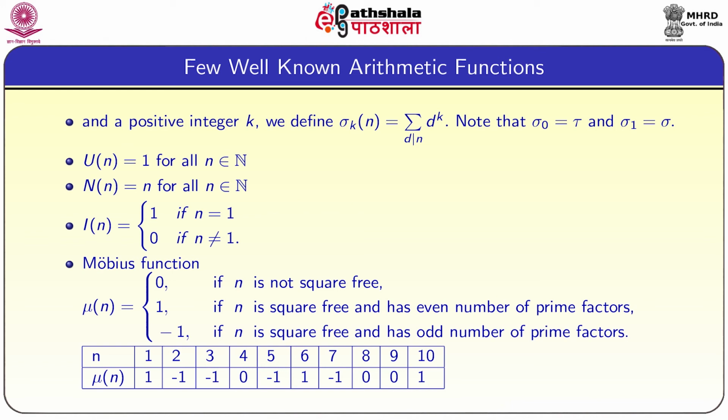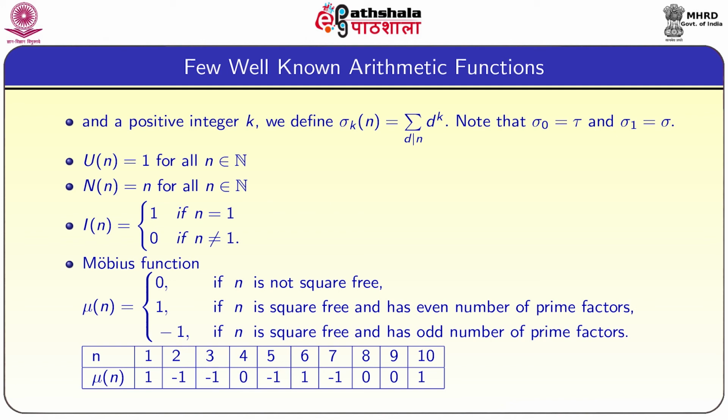Another important function is the Möbius function, whose values are defined like this: mu of n is equal to 0 if n is not a square free number. Not square free means p square divides n for some prime p. For example, 12 is not square free, because 4 divides 12; 4 means 2 square divides 12.